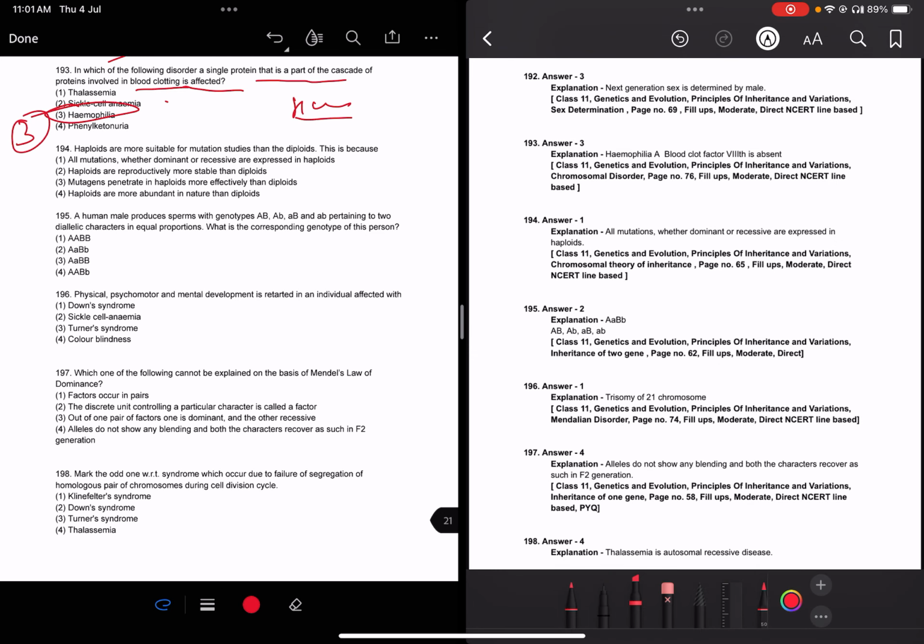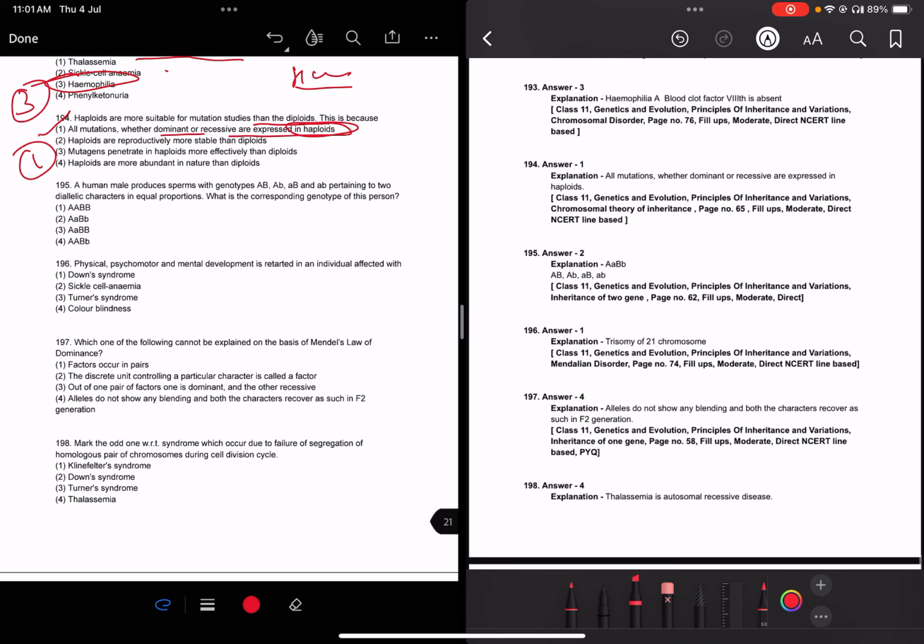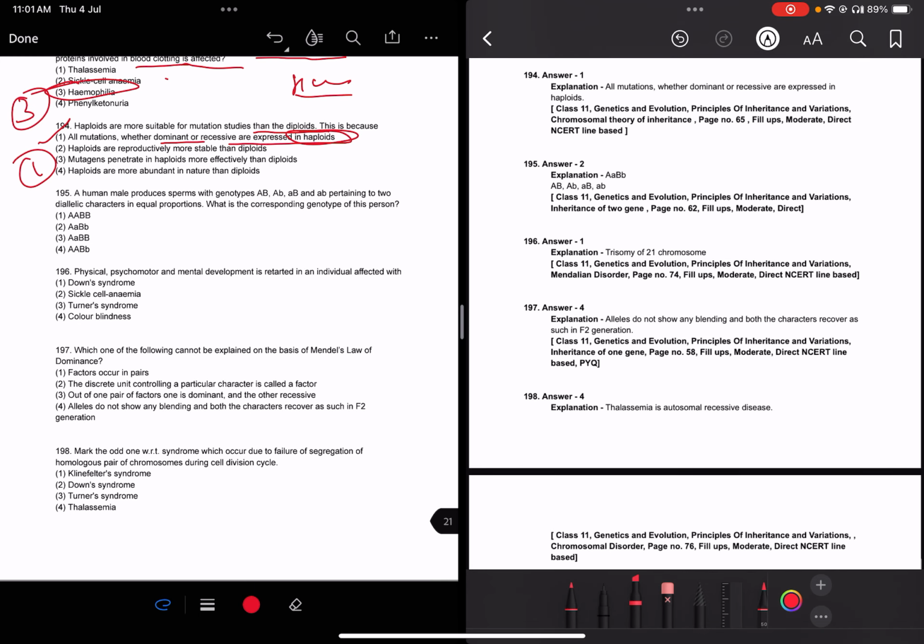Haploids are more suitable for mutation studies than diploids. What is the reason behind it? All mutations, whether dominant or recessive, are expressed in haploids. This is the reason behind it. What is the next question? The next question is 195.